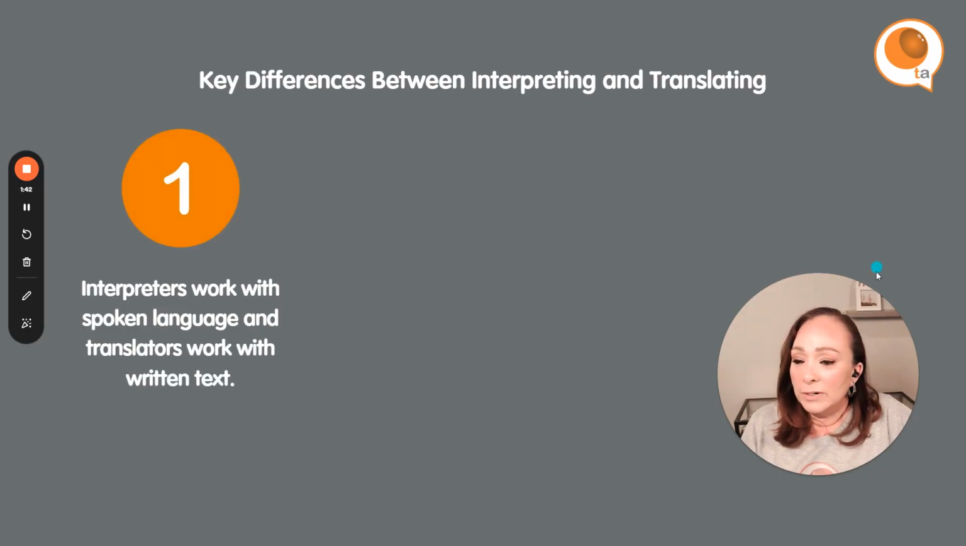Well, the first one is very simple. Interpreters work with spoken language and translators work with written text. And some people call us translators. I mean, we don't get upset. It's just the fact that people don't really know what we do. But that's the one small difference, that as interpreters, we are changing a message verbally from one language to another, and translators do it in written text.